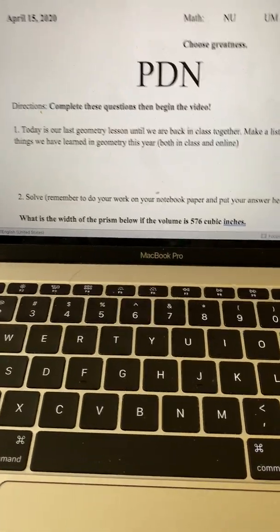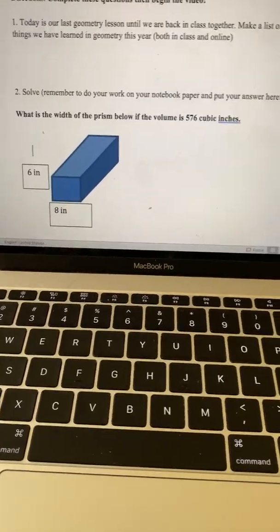Okay, you should have your PDN up. Go ahead and fill it out. Press pause as you're answering your questions, and then come back when you're ready to check your work.